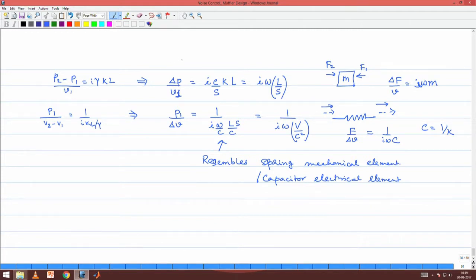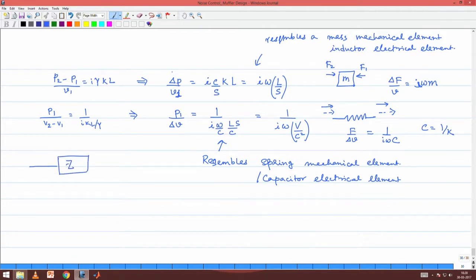In the first case, this situation would resemble a mass mechanical element, which is also a typical inductor in the electrical terminology. Okay. But then for the mass or the inductor, we had the picture to be that of an inline. So, this was the ground and the inductor was to be put in an inline position.